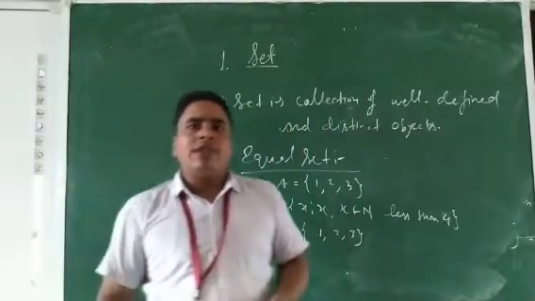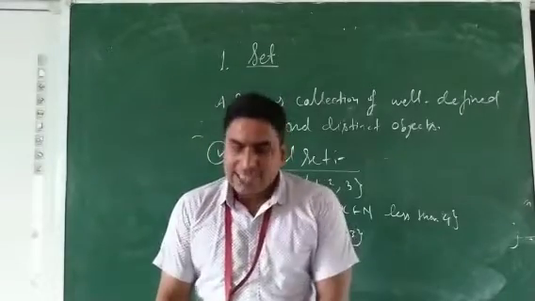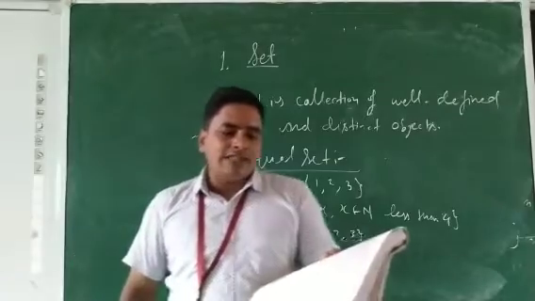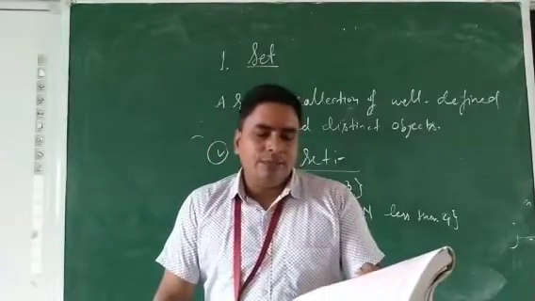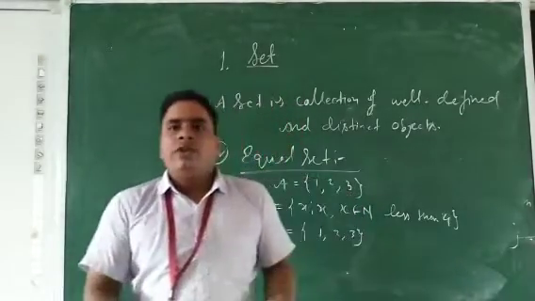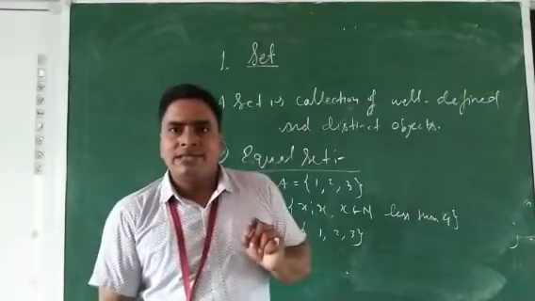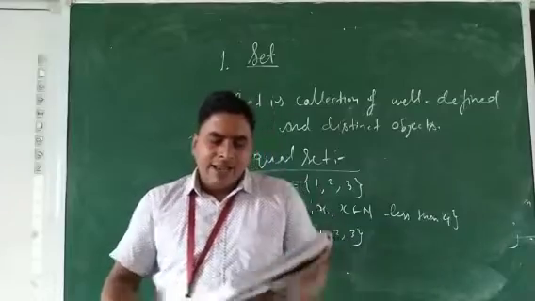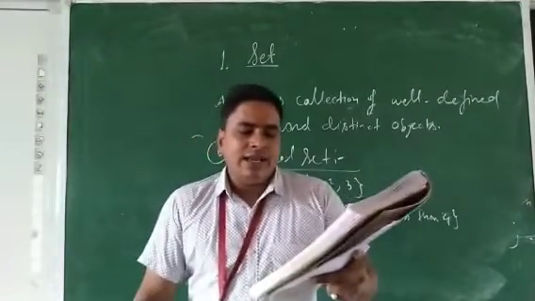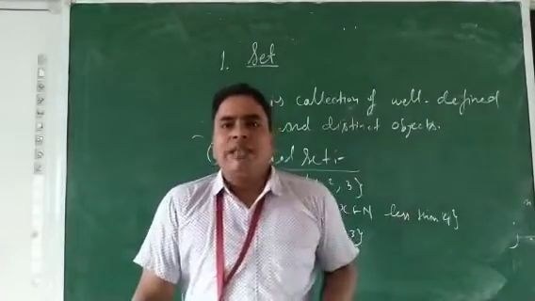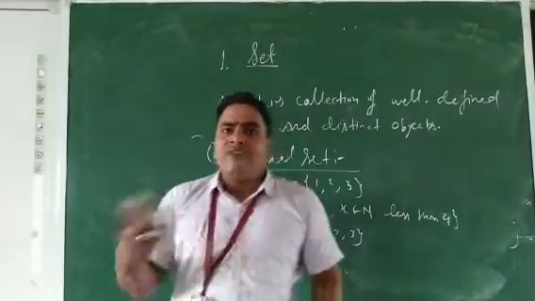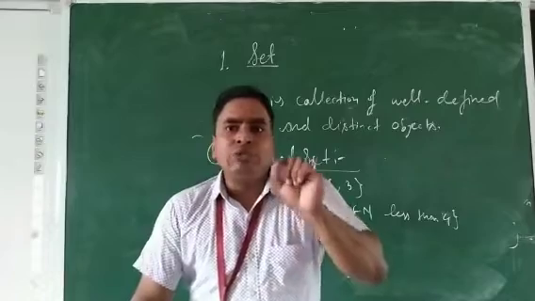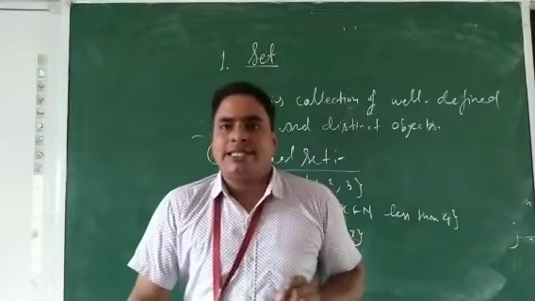Some questions are given in your exercise. See 7th A, exercise first A. Which of the following are sets? All the months of a year. So we know that very well. Name of the month, it is clear. So it is a set. But if we say all the super actors of India, we can't identify that. We can't predict which one is a super actor of India. So it is not a set.